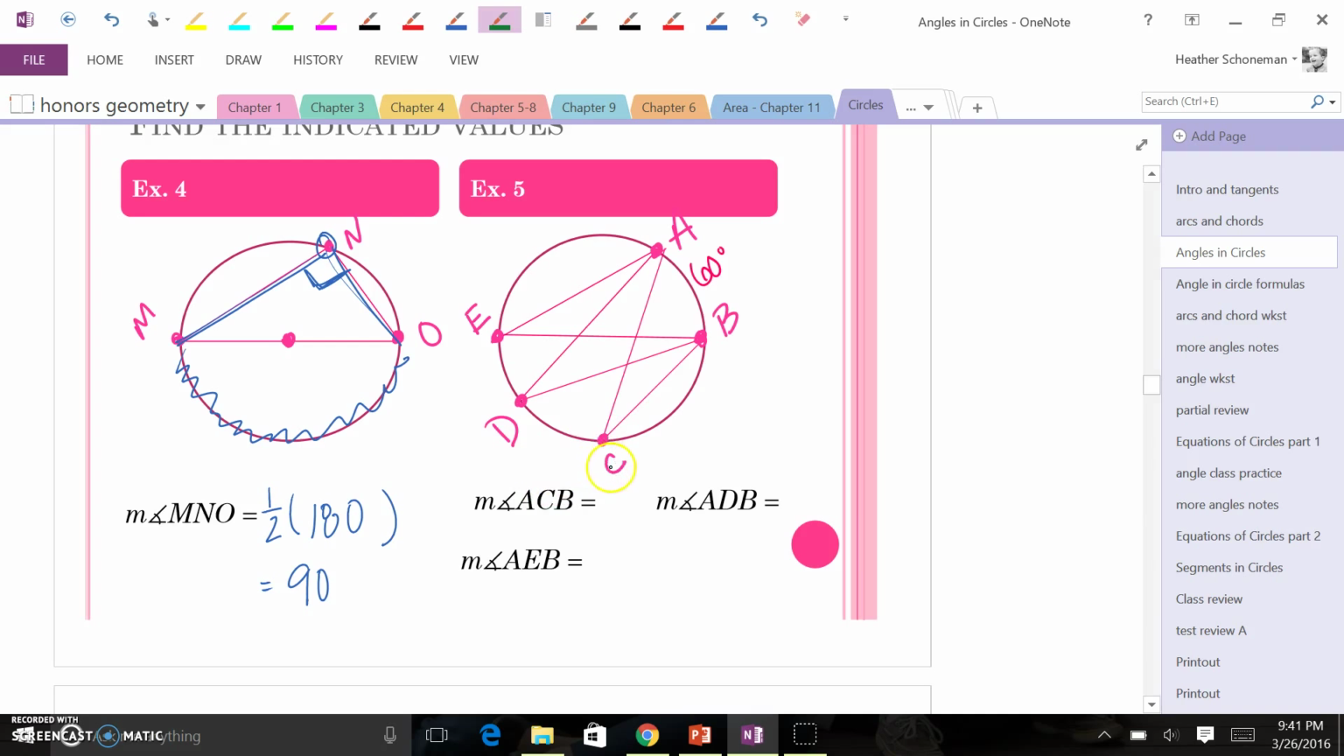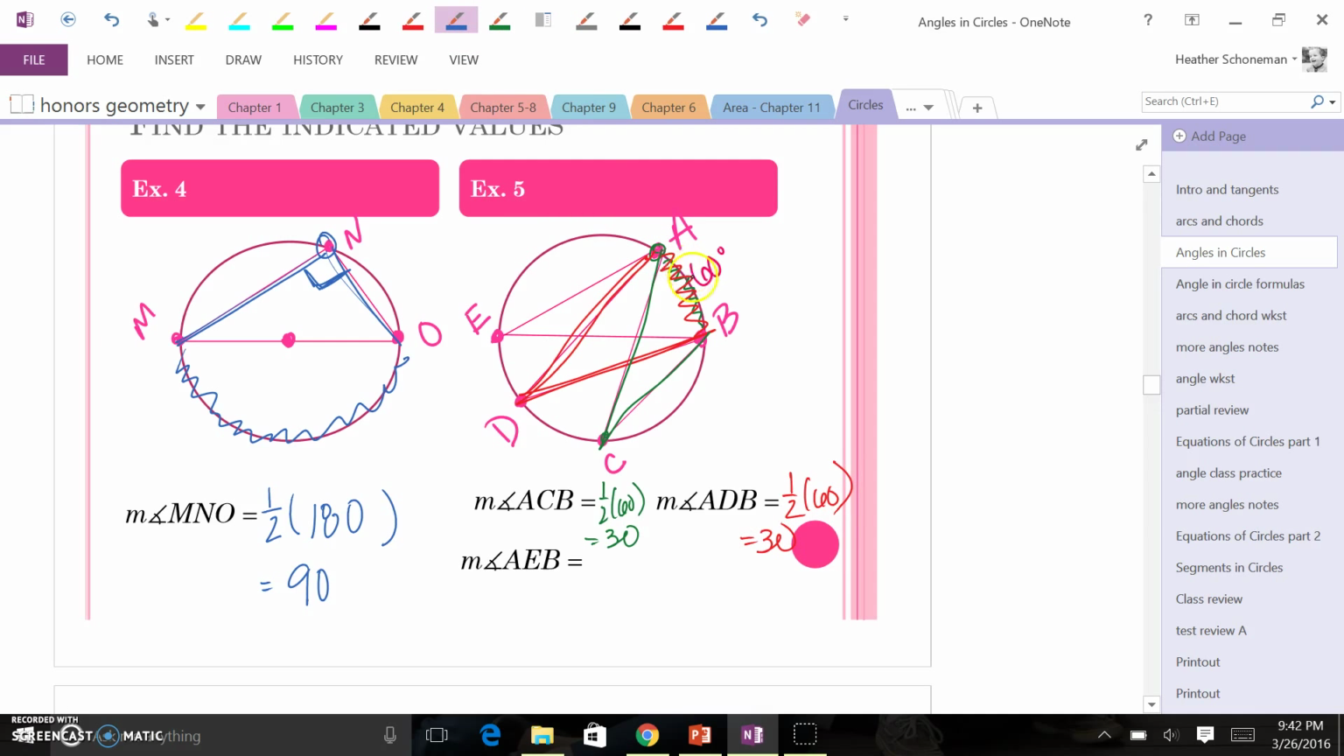All right, let's look at this picture over here. Example 5. First they want angle ACB. So let's find that. ACB. It's inscribed, so it's going to be half of its intercepted arc. So it's going to be half of 60, which would be 30. All right, let's try another one. ADB. So A to D to B. This red one, it's going to be half of its intercepted arc. So it's going to be half of 60, which would be 30.